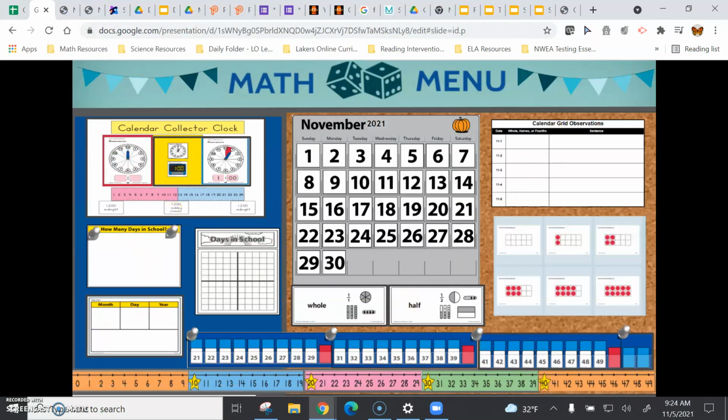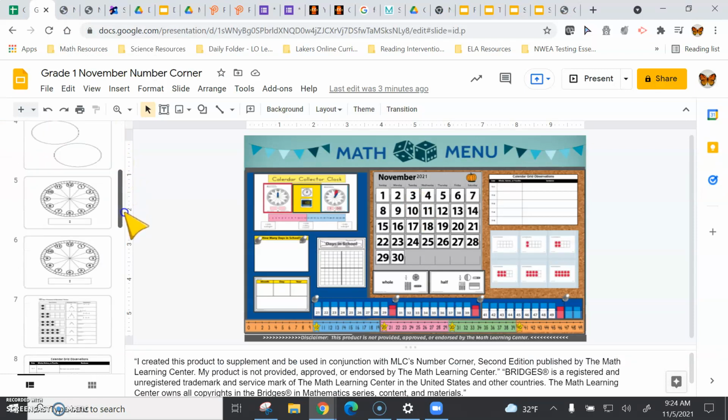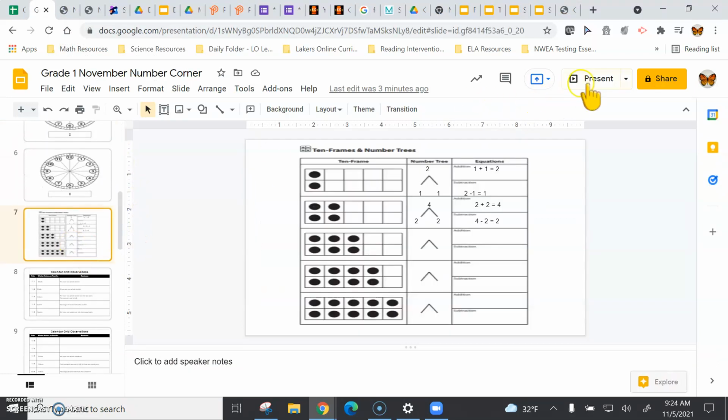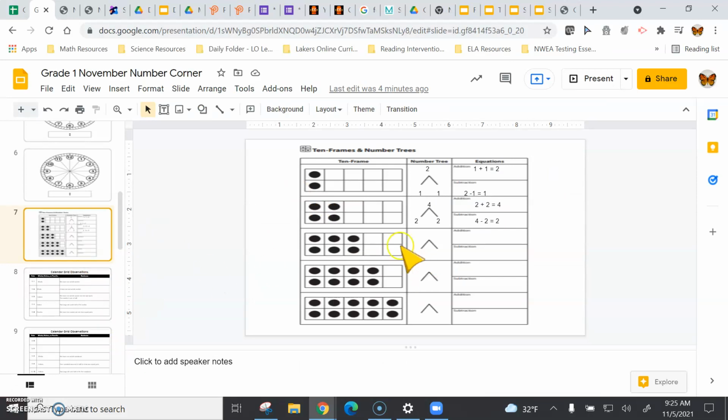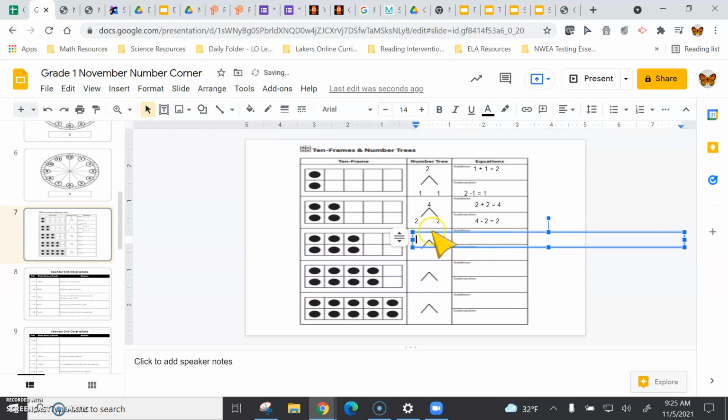One of the last things we're going to do is actually go back to this chart. If you recall yesterday, we started talking about using the 10 frames and number trees to help us make those equations with doubles. Today, let's add on another double. We have 3 plus 3 here. So we'll get ready. What is 3 plus 3? If you said 6, fantastic. So we'll put 6 on top of that number tree.